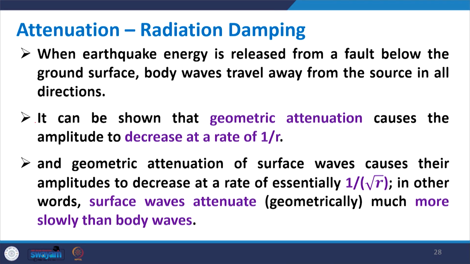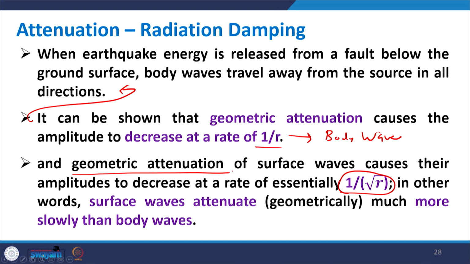But in case of geometric attenuation, geometric attenuation causes the amplitude of the body waves to decrease at a rate of 1 by r. So, you can say this second point is linked with the body waves. This 1 by r is related to body waves. So, this is the rate of attenuation. While for the surface wave, the rate of attenuation is 1 by root r, geometric attenuation. As a result, because r is greater than 1, for the body waves the rate of attenuation is faster than for the surface wave.